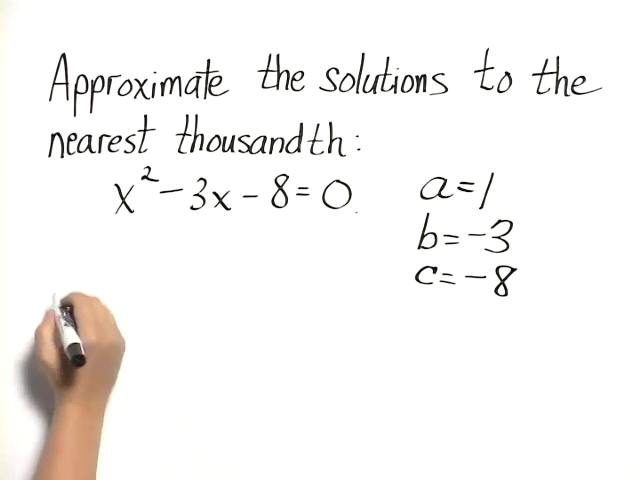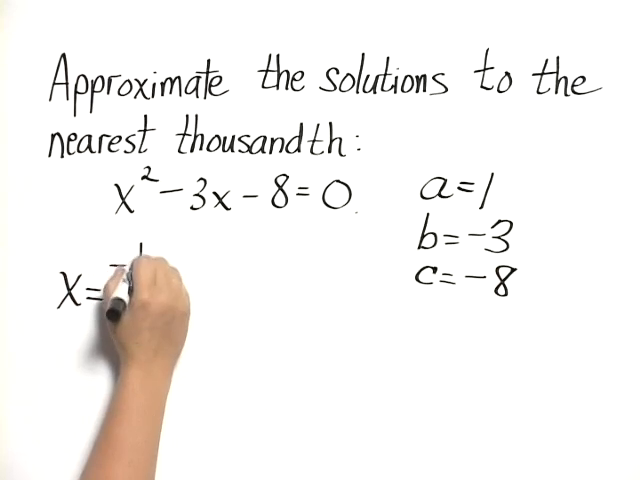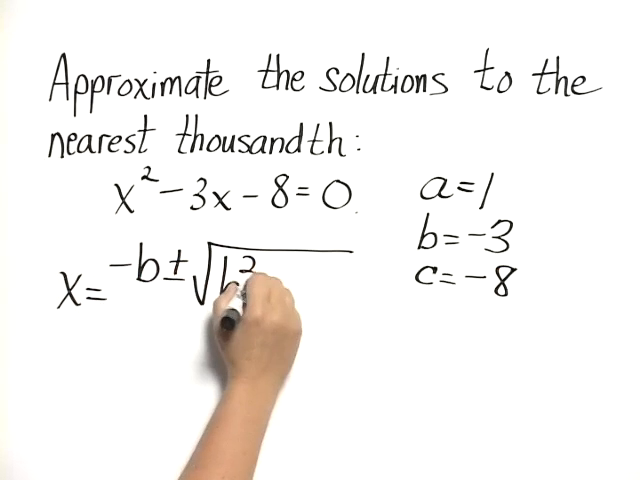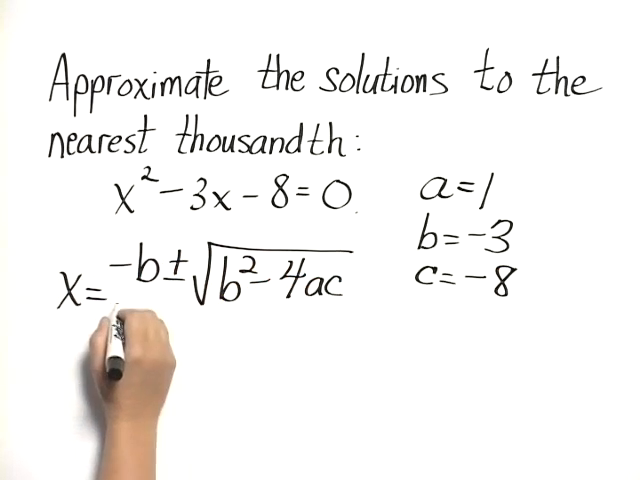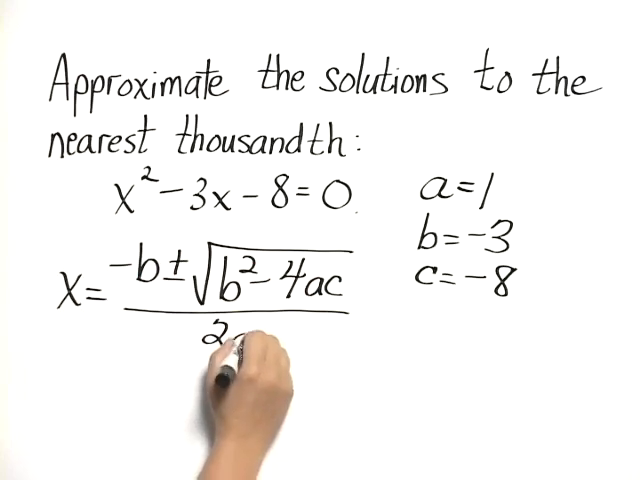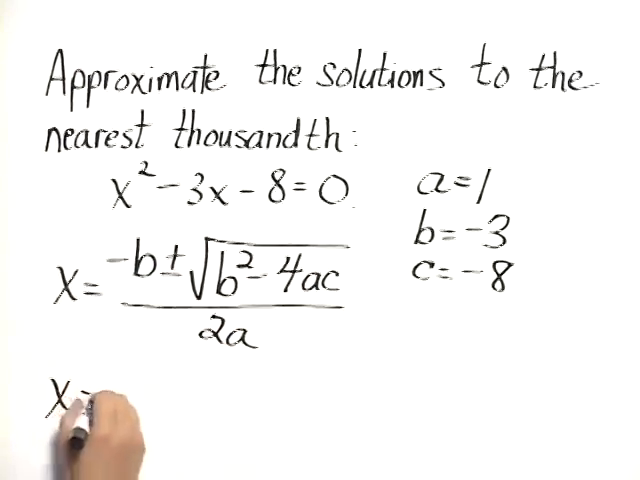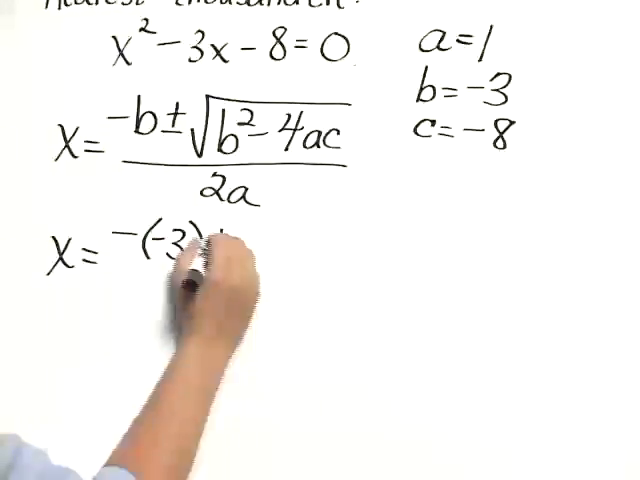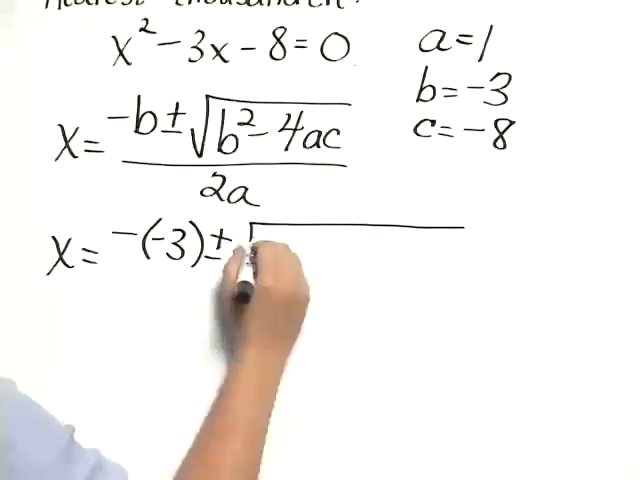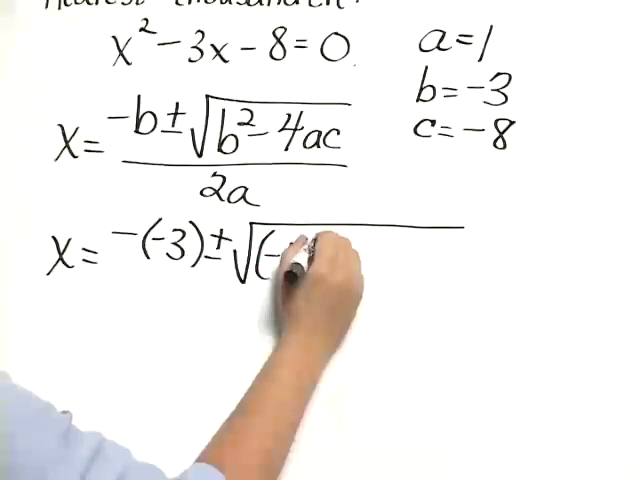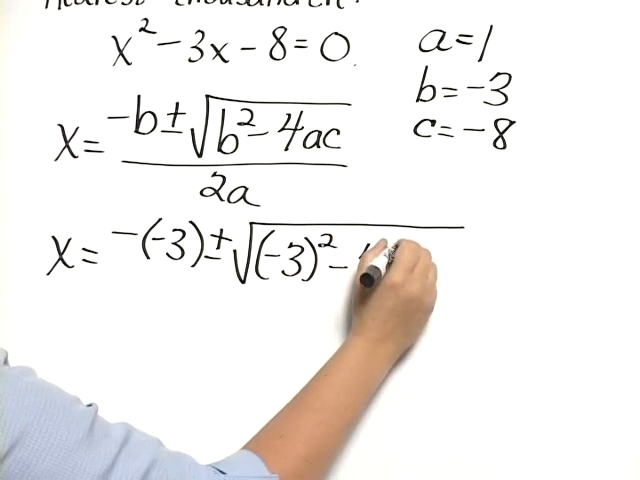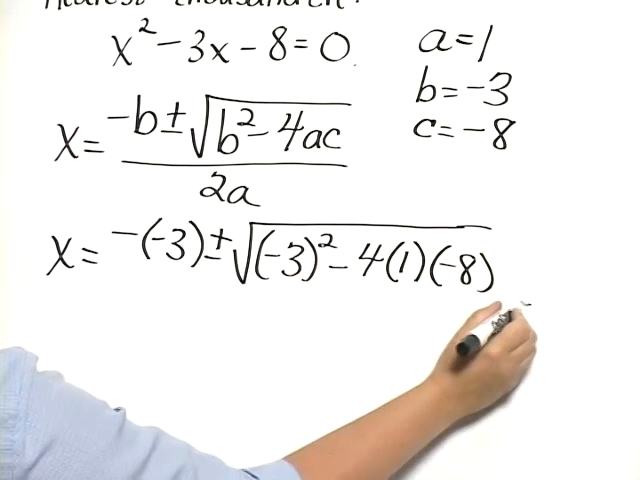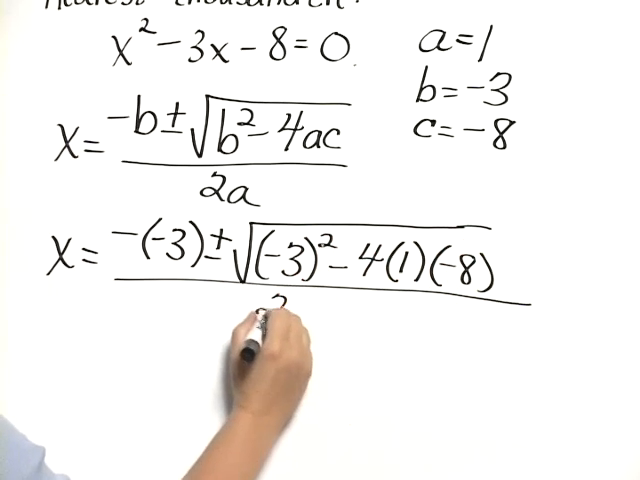According to the quadratic formula, x will equal the opposite of b plus or minus the square root of b squared minus 4ac, all over 2a. So substituting, we have x equals the opposite of b, which is negative 3, plus or minus the square root of b squared, which is negative 3 squared, minus 4 times a, which is 1, times c, which is negative 8. And all of that is over 2 times a, or 2 times 1.